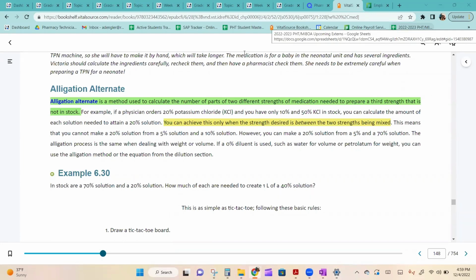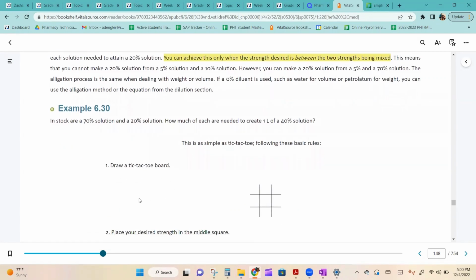Okay, so alligation alternate example. Again, just a little review from what I just said. A method that is used to calculate the number of parts of two different strengths of medication needed to prepare a third strength that is not in stock. And just a little note, you can achieve this only when the strength desired is between the two strengths being mixed. So in stock are a 70% solution and a 20% solution. How much of each are needed to create 1 liter of a 40% solution?